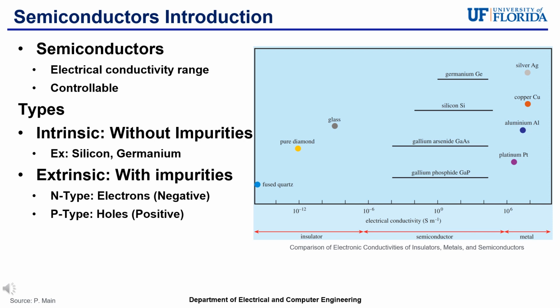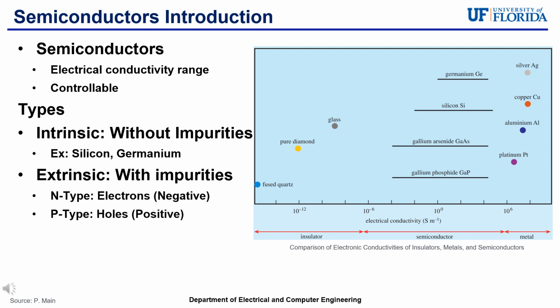Today I'm discussing semiconductors, which are materials with an electrical conductivity level that is between that of insulators and conductors. This conductivity can be controlled, making semiconductors highly valuable for various electronic applications. Semiconductors are categorized into two types: intrinsic and extrinsic. Intrinsic semiconductors are pure forms of semiconductor materials without any additional impurities, examples being silicon and germanium. Extrinsic semiconductors are created by intentionally introducing impurities into the intrinsic semiconductor. This process modifies the conductivity of the material.